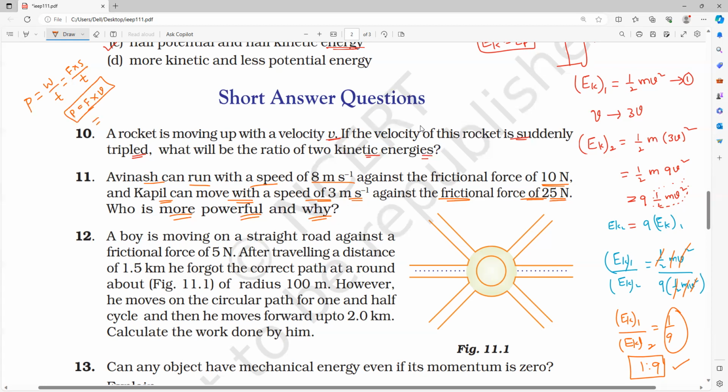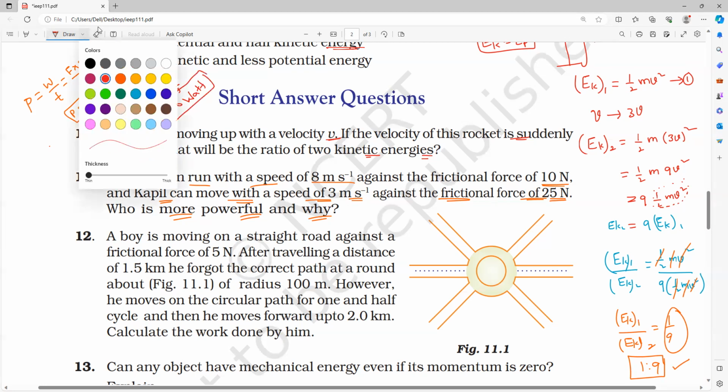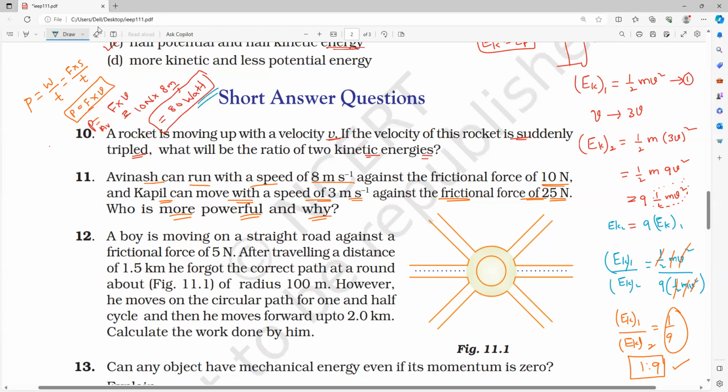Yes, please. So now two cases. Let me take P Avinash and P Kapil. So Avinash: force into velocity. Avinash's force is how much, everybody? 10 newtons. And velocity is how much? 8 meters per second. So which is equal to 80 watts. So what is the power of Avinash, everybody? 80 watts.